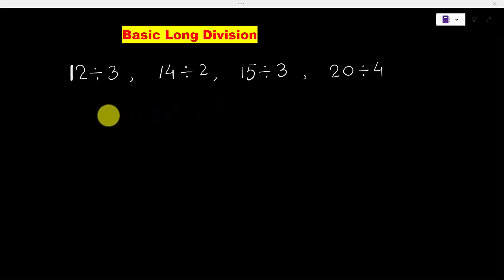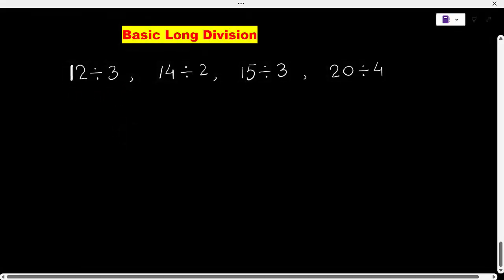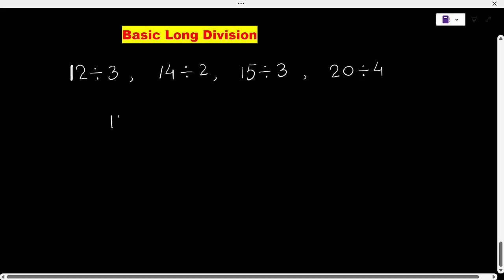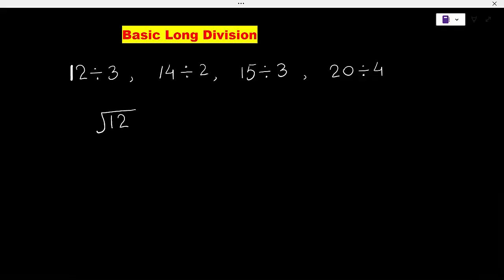Division means we have to split a number into equal parts. For example, we have 12 and we have to split it into 3 equal parts. So let's start. First of all, we have to write the first number that is being divided inside the division bar or division box, and the divisor outside, in front of the division box.